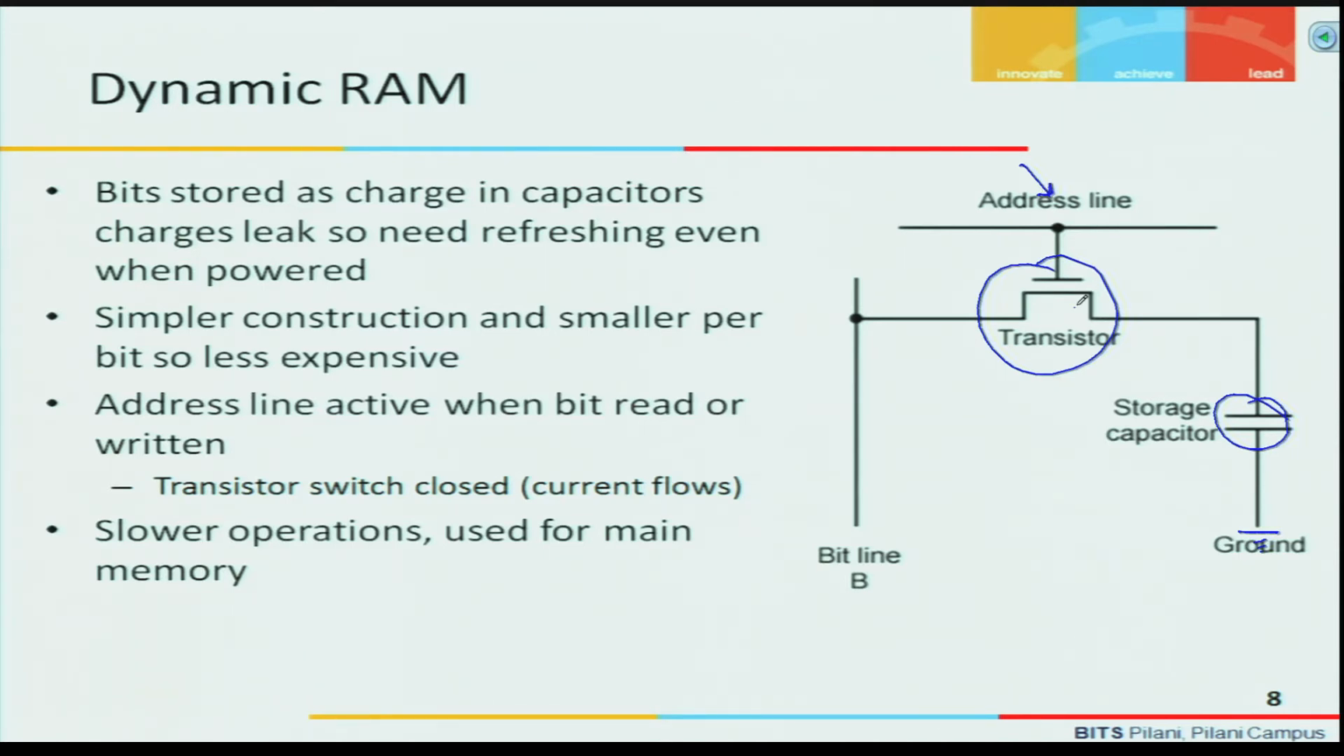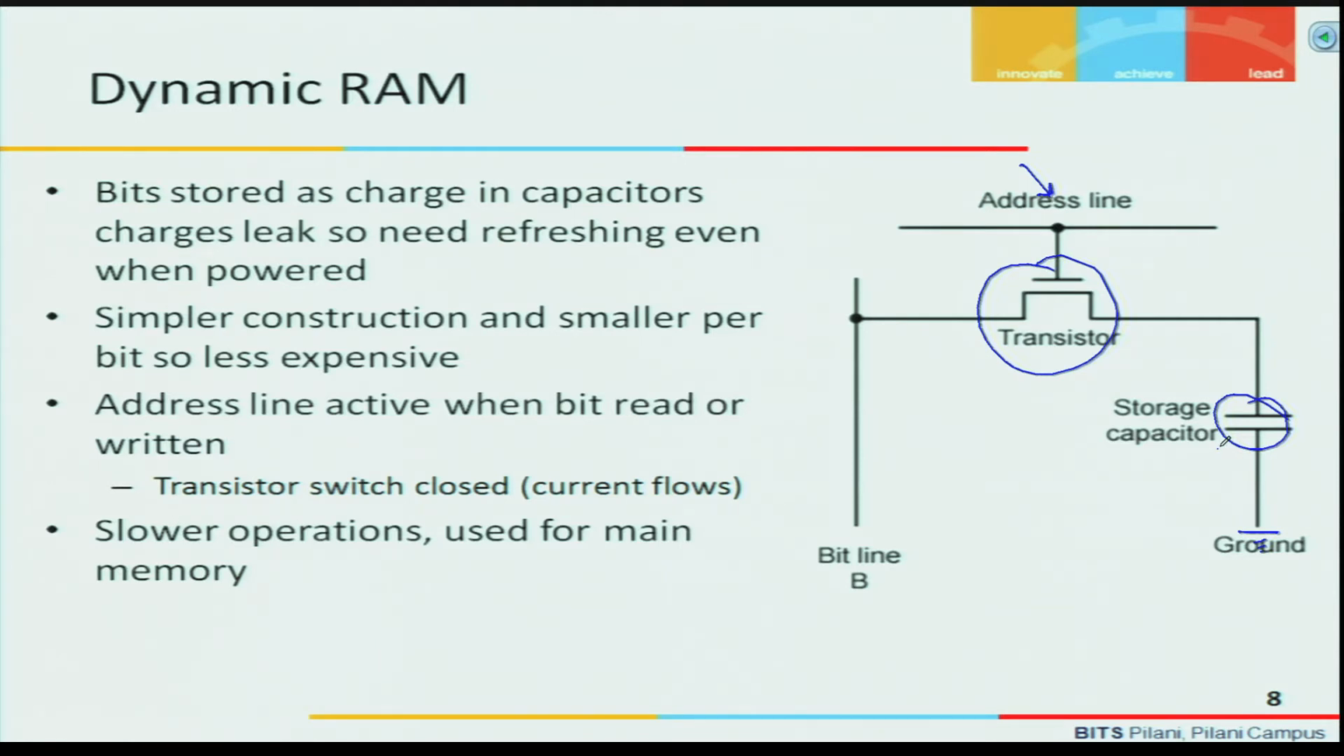These kinds of cells will be arranged in an array, and then they will form a larger memory. Here in the dynamic RAM, why is it called dynamic? Because the charge on this capacitor, as time progresses, whatever charge is accumulated at the capacitor will decay.